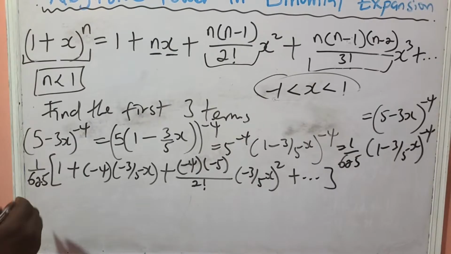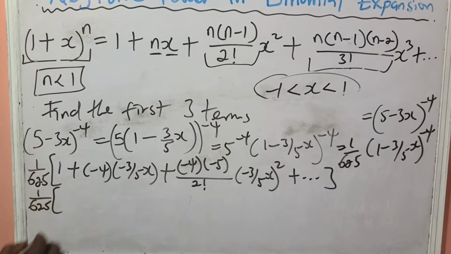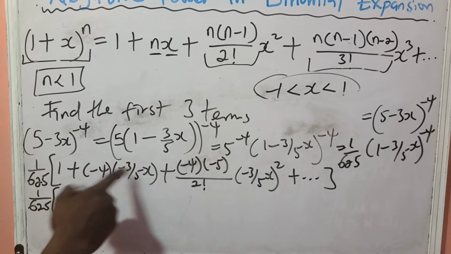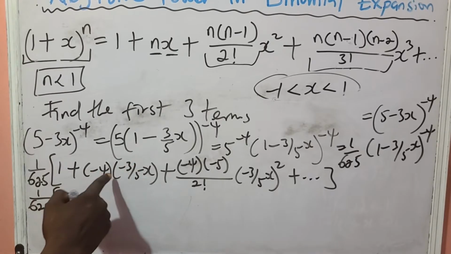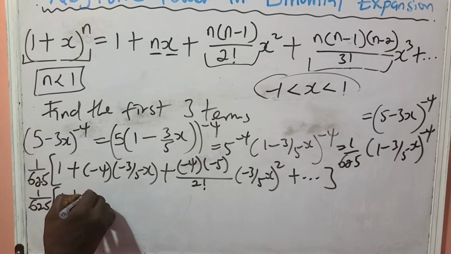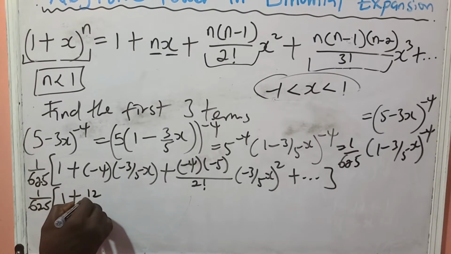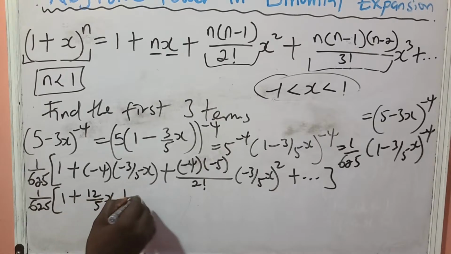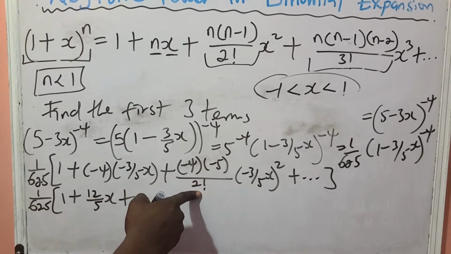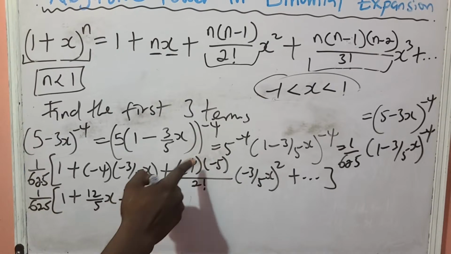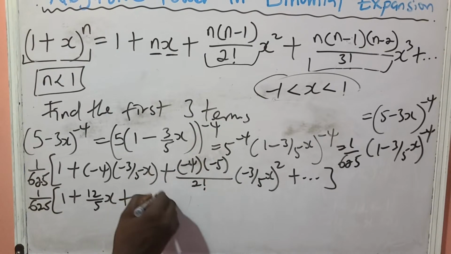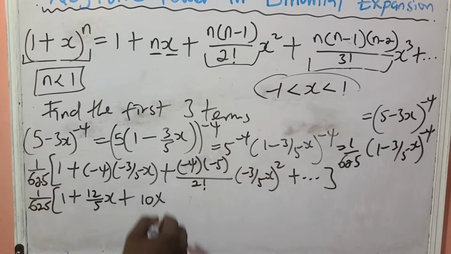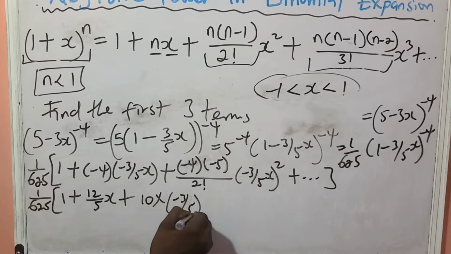So I have 1 over 625, and I have 1 plus. If I try to solve this, this will obviously be 12/5x, because minus 4 times minus 3 is 12, and minus times minus is plus. Plus, this is 20/2, right? 20/2 will be 10. That will be 10 times minus 3/5 squared, then x squared.